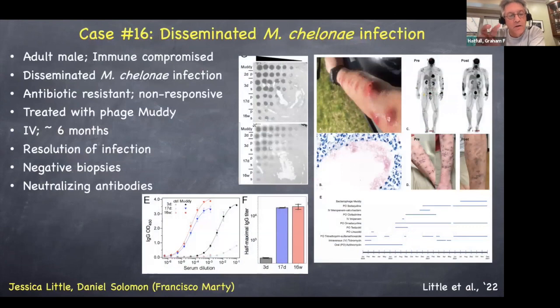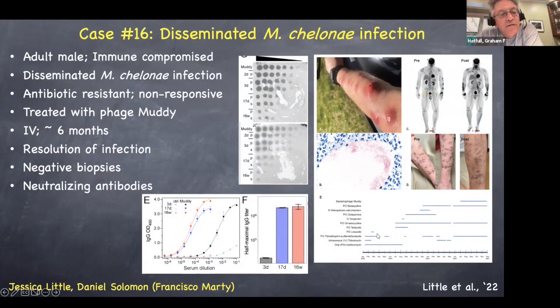So I'm just going to show 2 of these cases very briefly. This is a middle-aged male patient with a disseminated infection with Mycobacterium chelonae, which has caused quite extensive skin nodules or abscesses on the limbs, as you can see here and in the scan. We identified only a single phage, Muddy, one of our favorites actually, and this was administered after the failure of all of these antibiotics that have been administered here.